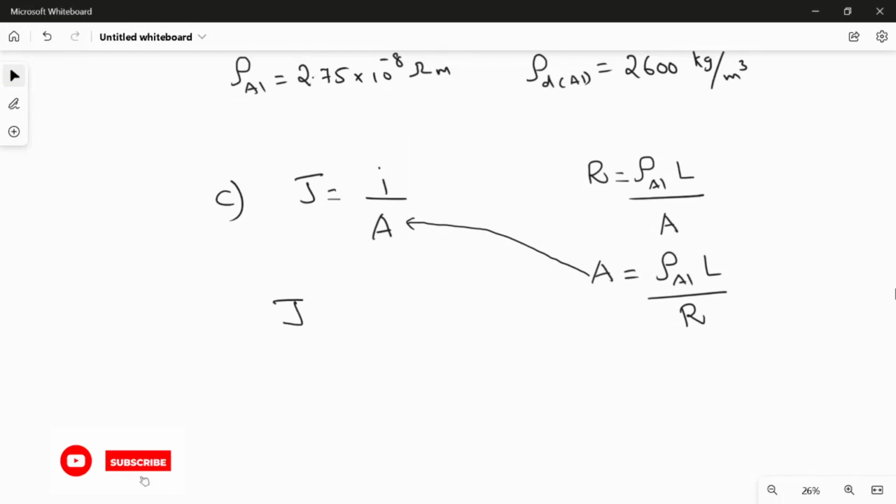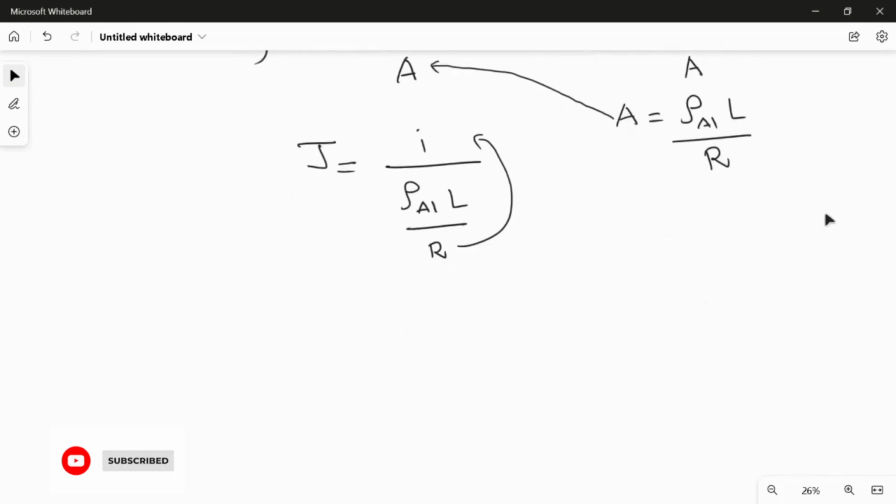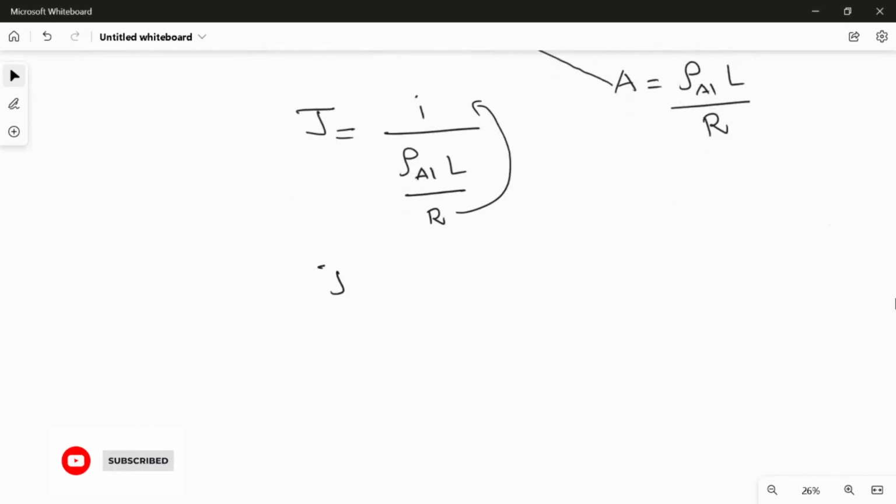Now I'm going to substitute this area equation here. So the current density equation is modified as current divided by the resistivity multiplied by length divided by the resistance, and this resistance will go to the top. Clear? So your current density equation J is equal to current multiplied by the resistance divided by the resistivity multiplied by length. So the current is 50 ampere and the resistivity of aluminum is a constant, which is 2.75 multiplied by 10 power minus 8, and we already have the value for the resistance per unit length for both cables.